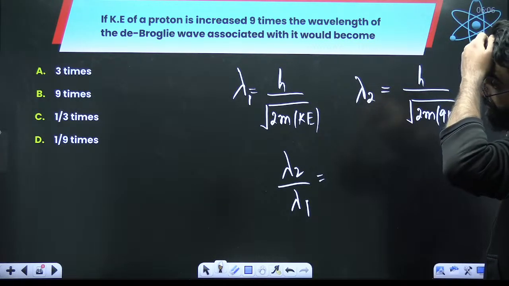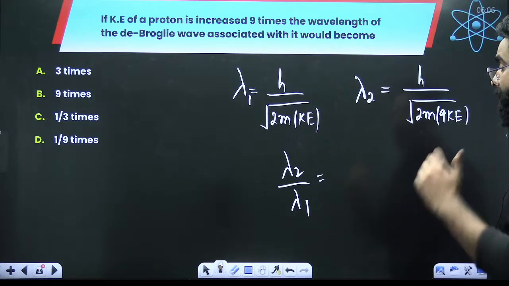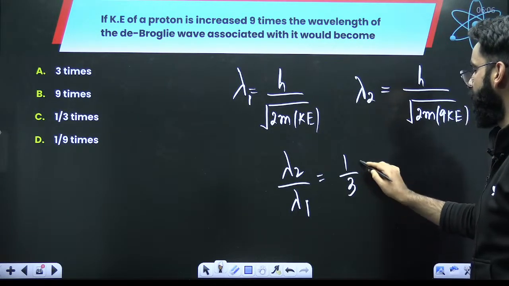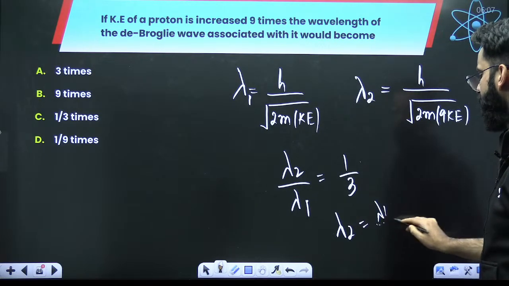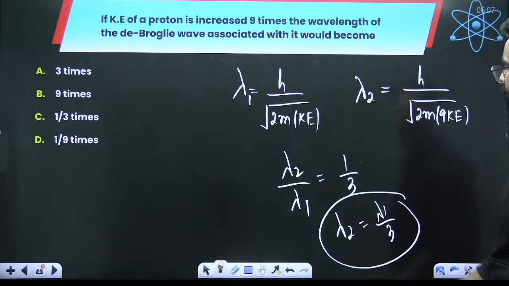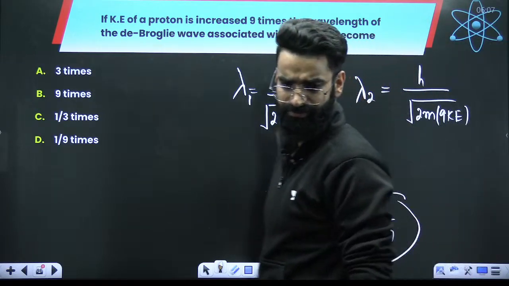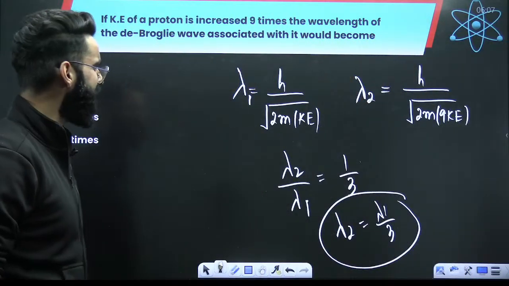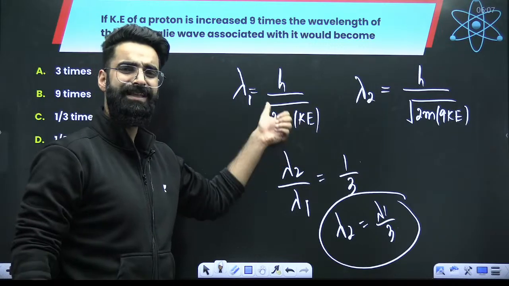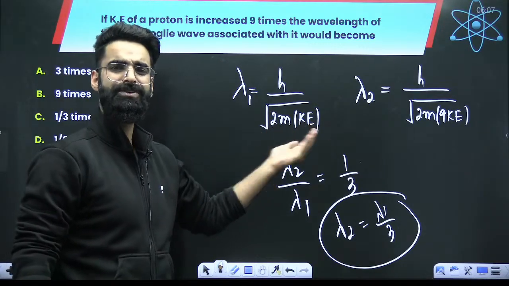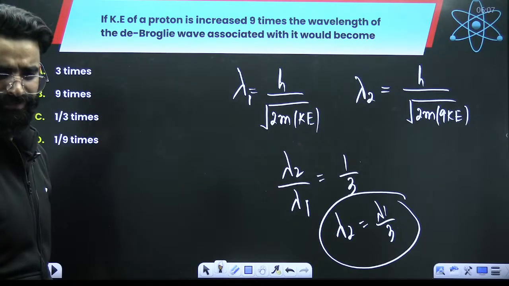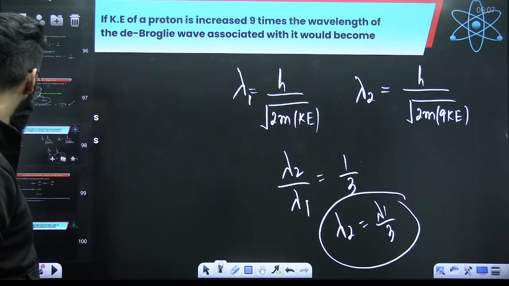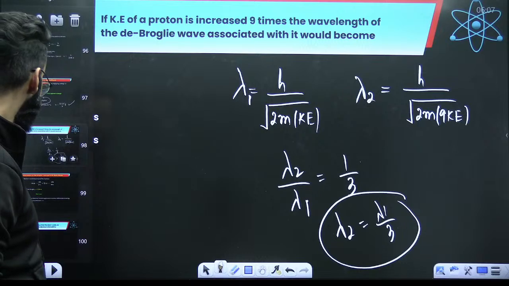What you'll observe is that you'll get 1 by 3. Perfect. So lambda 2 comes out to be lambda 1 divided by 3. That is the answer to the question. This is simple. If you make this 9 times, there is a root, and the root of 9 is 3. So 3 comes out, and it becomes 1 by 3 times the initial wavelength. There is no big deal here.